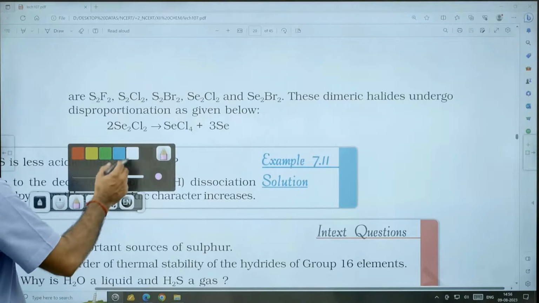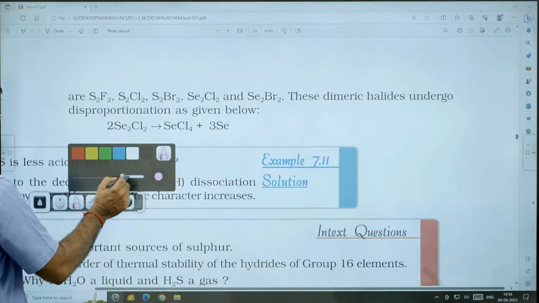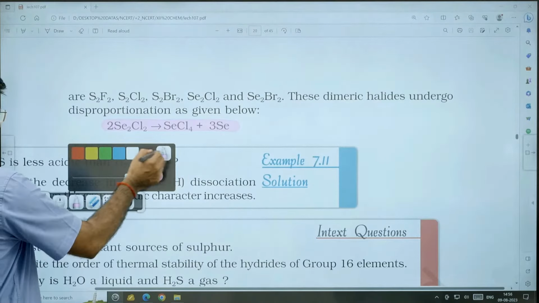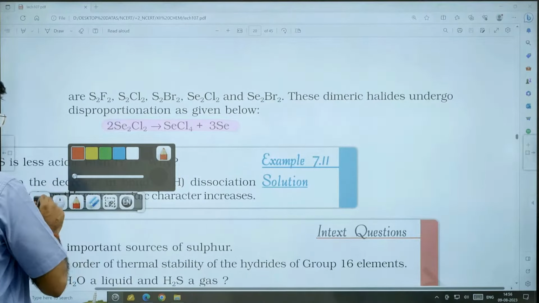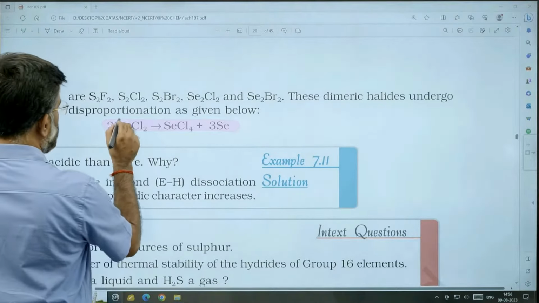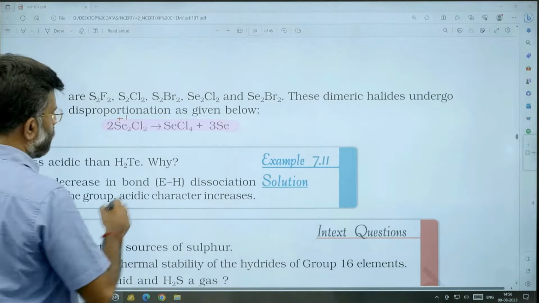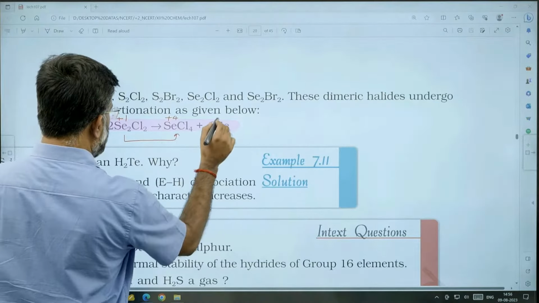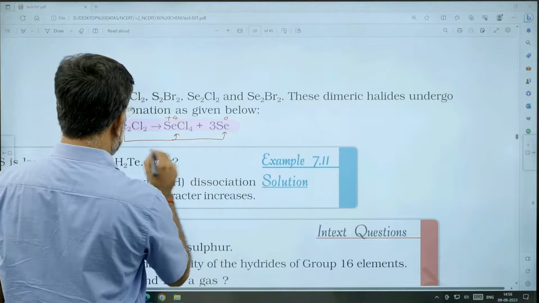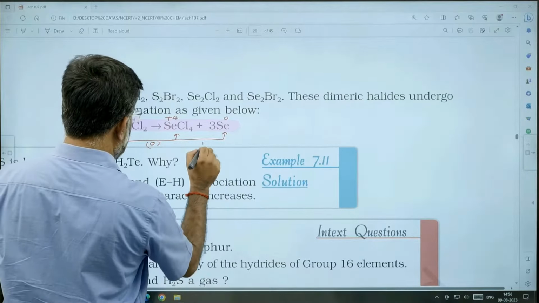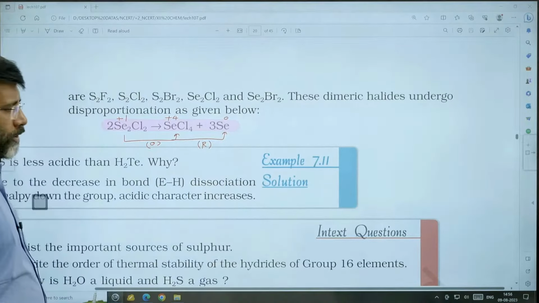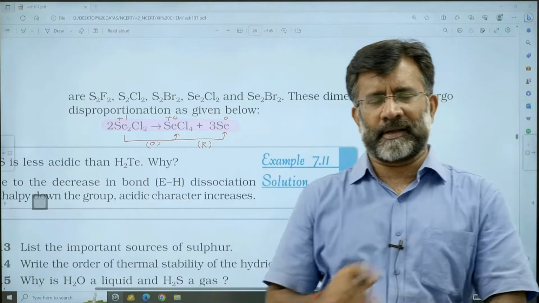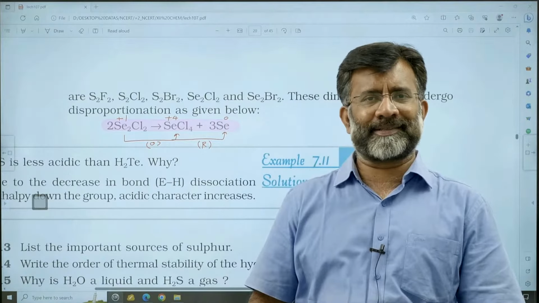disproportionation reactions easily. Please see what is happening. In the disproportionation, selenium plus 1 is oxidized to selenium plus 4 and reduced to 0. So monochlorides undergo disproportionation reactions.